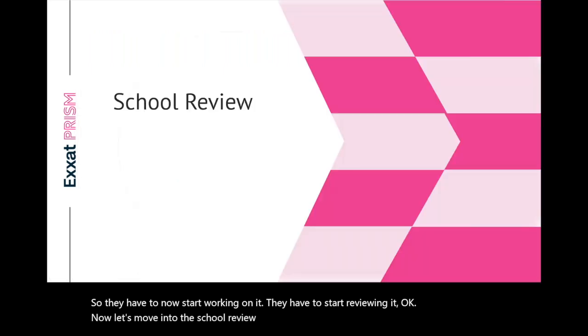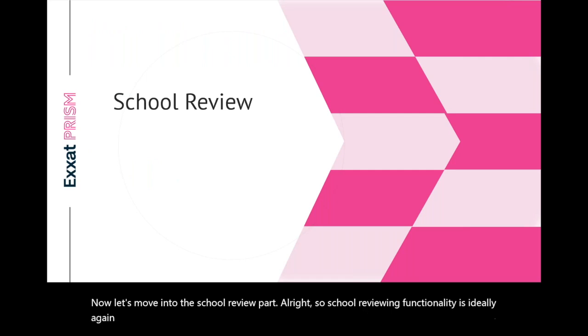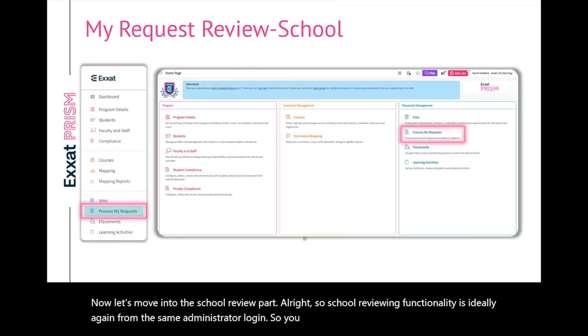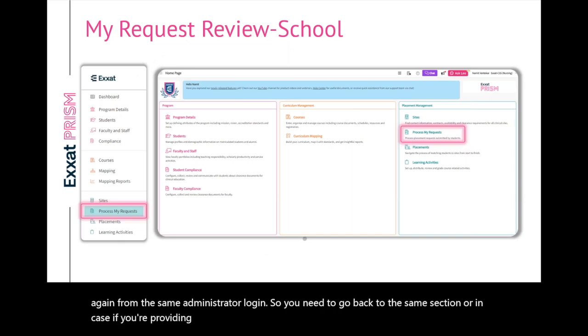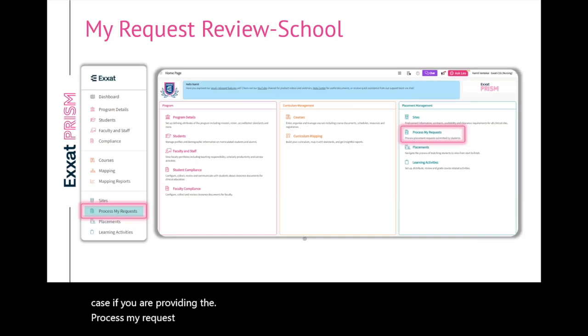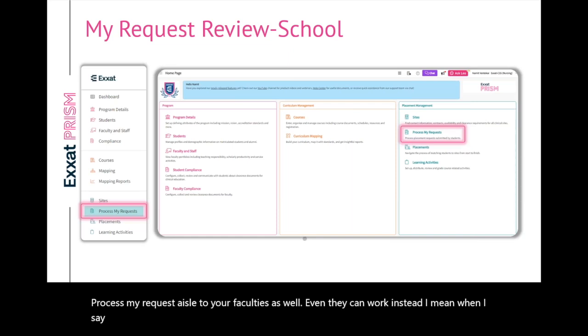All right. So the school reviewing functionality is ideally again from the same administrator login. You need to go back to the same section, or in case you're providing the process my request tile to your faculties as well, even they can work on it. I mean, when I say there are two different sections or two different logins, as an administrator, you have this end-to-end access to your system.